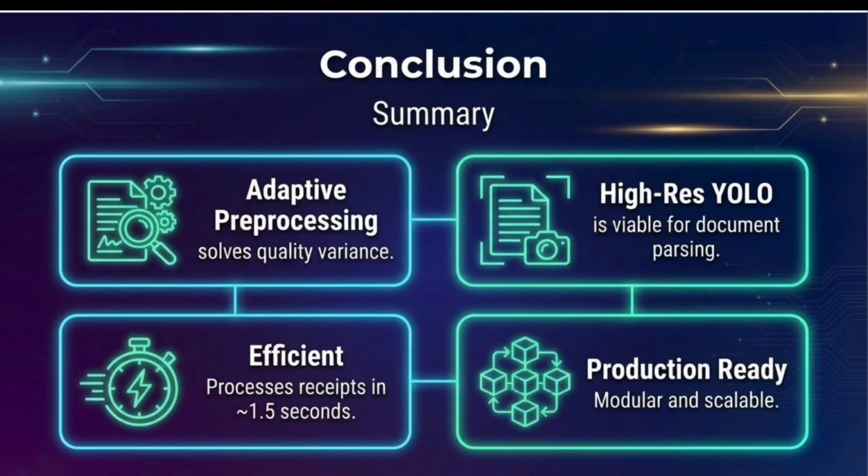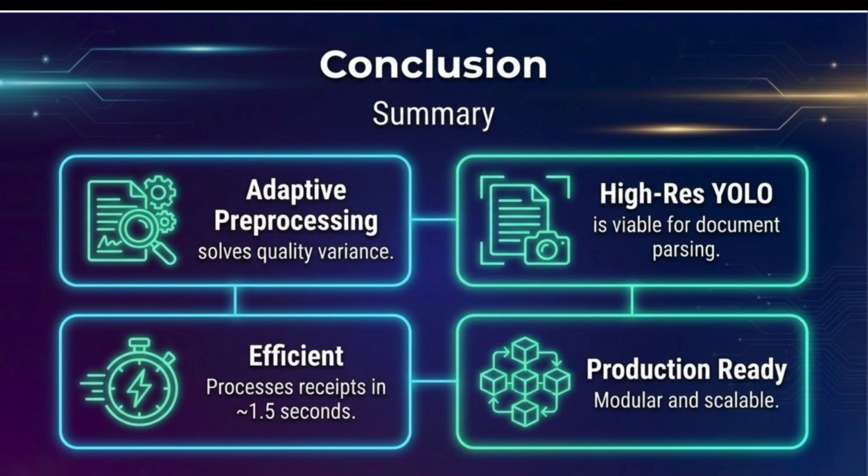To conclude, this project demonstrates four key contributions. First, adaptive preprocessing solves image quality variance. By classifying receipts into faint, normal, and shadowed categories, we apply targeted enhancement strategies that preserve information rather than destroying it. Second, high resolution YOLO is viable for document parsing. At 1280 pixel input resolution, we preserve small text features while maintaining reasonable speed, achieving 80% detection accuracy.